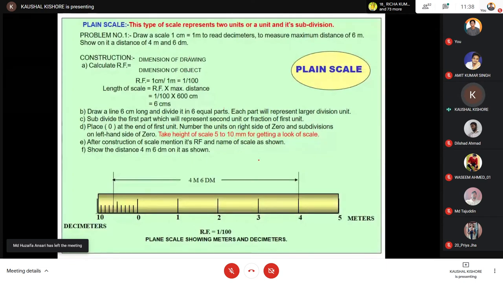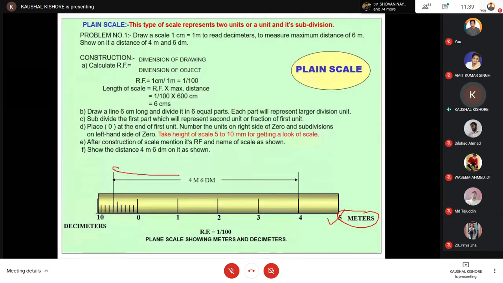Yeah. So you can see, this is a production of a plain scale. There are various types of scale. If you have to draw a scale, with the help of this type of scale you can measure up to a particular length. Suppose, you can see in this diagram, this is a 5 meter scale. The drawing of a 5 meter scale on your drawing sheet is not possible directly, so with the help of some parameter you can make or form a scale. So this scale is a 5 meter scale, and with the help of this 5 meter scale you can read, for example, 4 meter and 6 decimeter. From this line to this line is 4 meter and 6 decimeter.